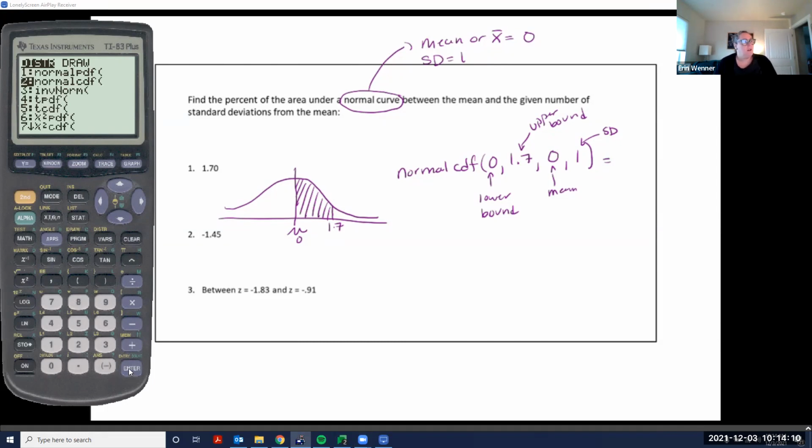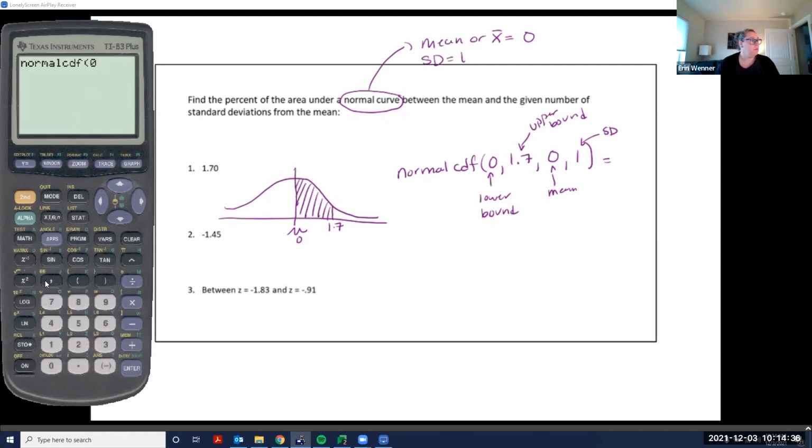When we think of CDF, remember our previous experience with it was the binomial CDF, and that was finding the probability within a range of values. So it makes sense that we're using this normal CDF to find the area range for a normal distribution. So again, we've got a lower bound, an upper bound, our mean, and our standard deviation. So we're going to put enter.